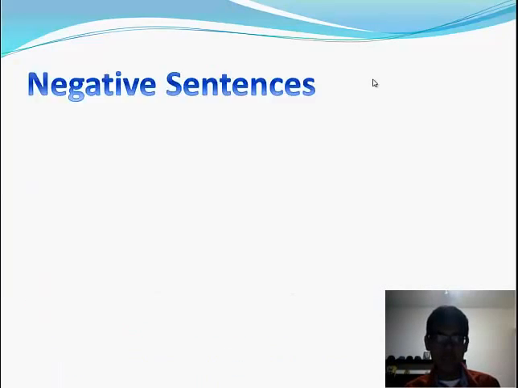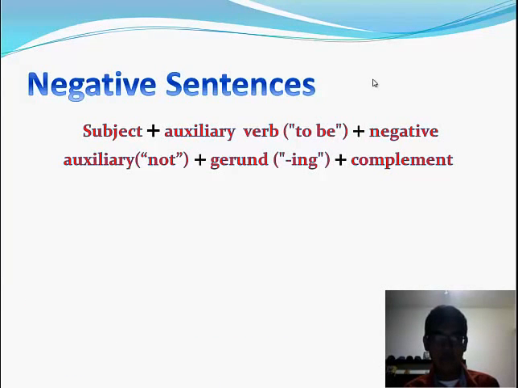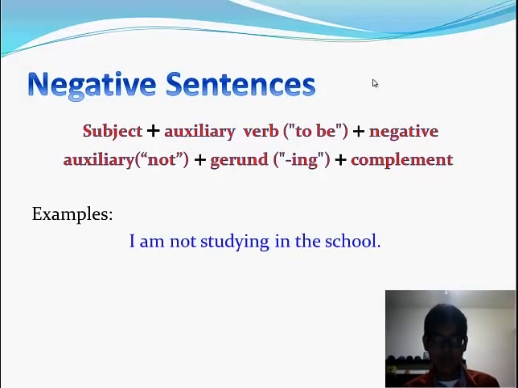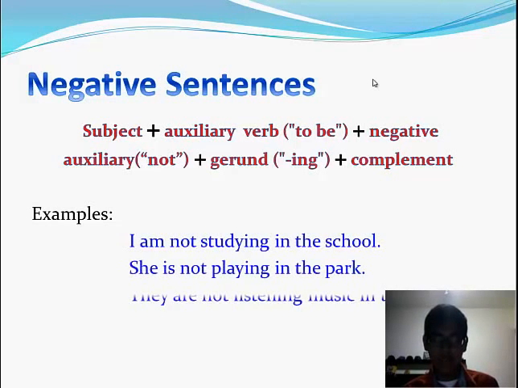Then we have the negative sentences. Subject plus auxiliary verb to be plus negative auxiliary, the not, plus the gerund ing and the complement. Examples: I am not studying in the school, she isn't playing in the park, and they are not listening music in the radio.